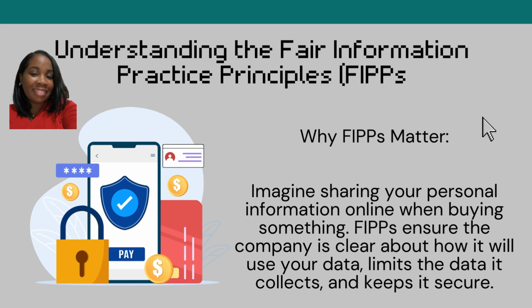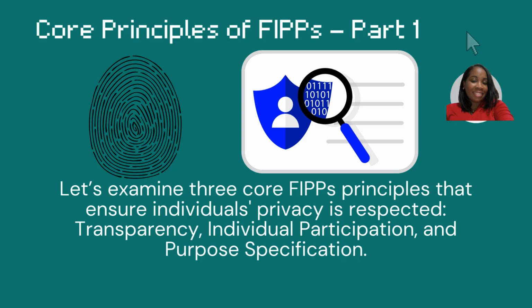So, how do the Fair Information Practice Principles keep our information protected? It keeps the information safe by making sure that companies follow certain rules. For example, they can't collect too much information about you, and they have to make sure that the data they do collect is secure. If a company breaks these rules, they are held accountable and they could face some penalties.